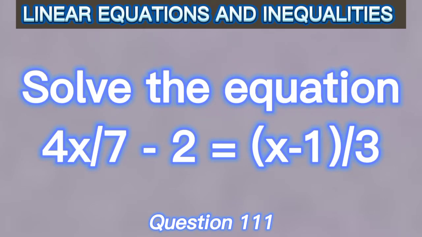Solve the equation 4x divided by 7 minus 2 equal to x minus 1 all divided by 3. If you look at this question, you see that it has fractions in it, right? 4x divided by 7 is a fraction, and x minus 1 divided by 3 too is a fraction. So what we're going to do here is first find the LCM of the denominators in the fractions, and then we multiply the LCM by each term in this equation, right? So let's move on and solve it.